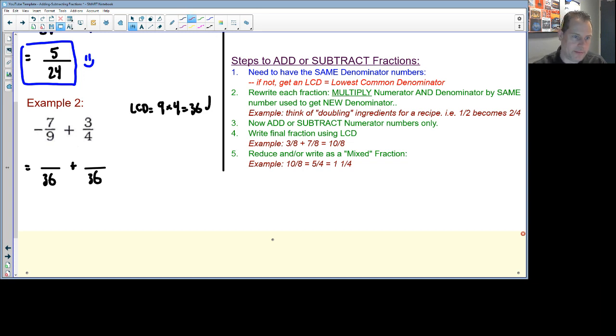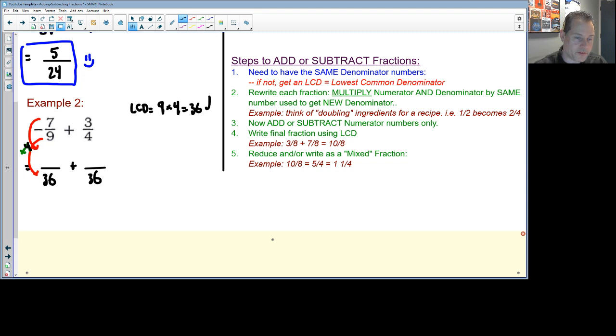So we can put 36 over both of these fractions. And again, same game as before, whatever we multiply the bottom number by to increase the ingredients, we do the same for the top to keep the fraction equivalent, equal, or proportional. So in this case, 9 goes into 36, again, the other number, which is 4, so we multiply the top number by 4. 7 times 4, of course, is 28.